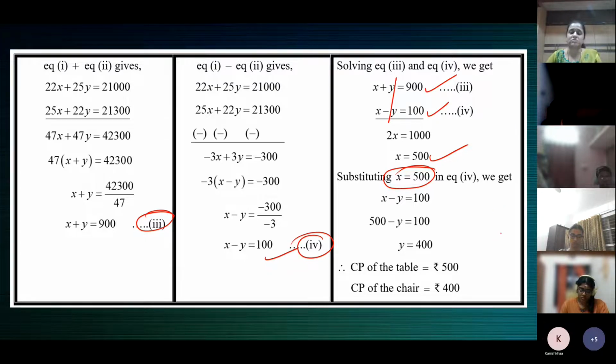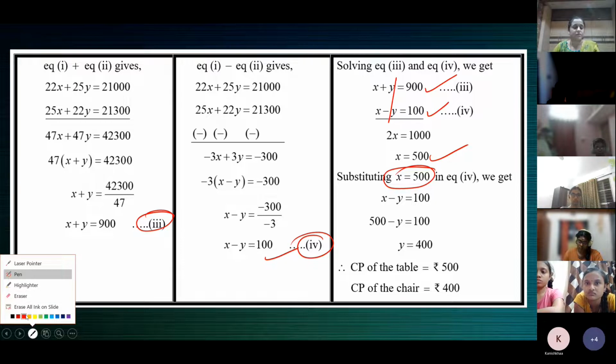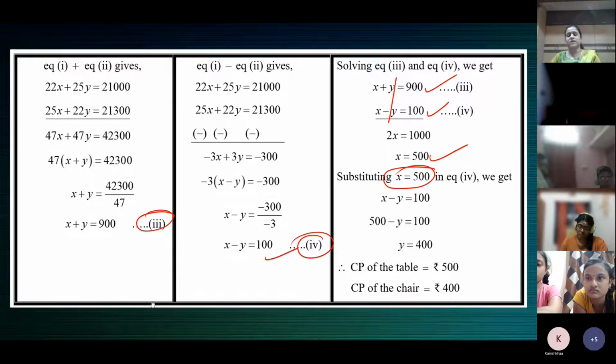We have 4 equations now. We have 1, 2, 3, 4. Any one equation. Since 3 and 4 are simpler than 1 and 2, we use it in 3 or 4. And we get the value of y. So the CP of the table is X, which is 500 rupees, and the CP of the chair is Y, which is 400 rupees.